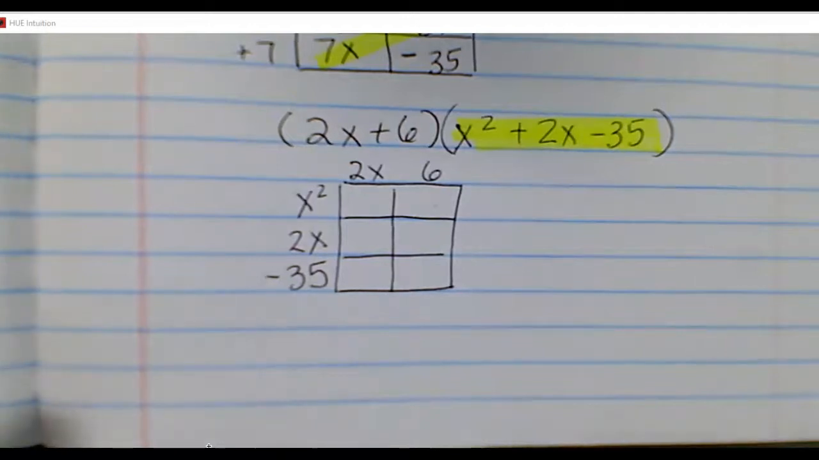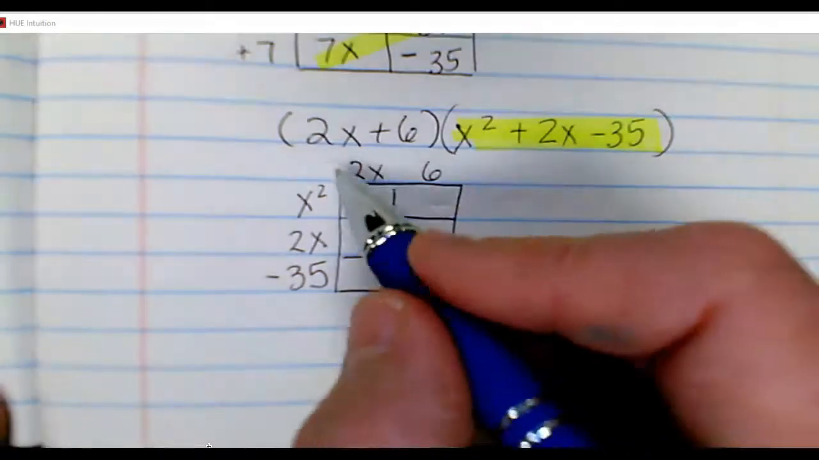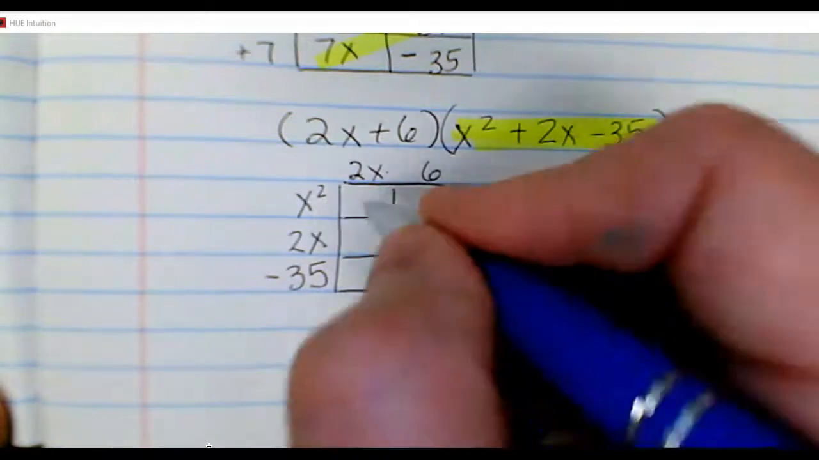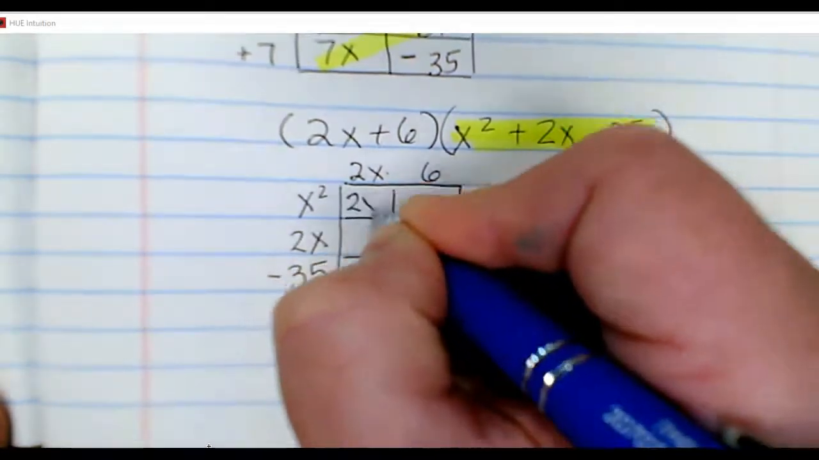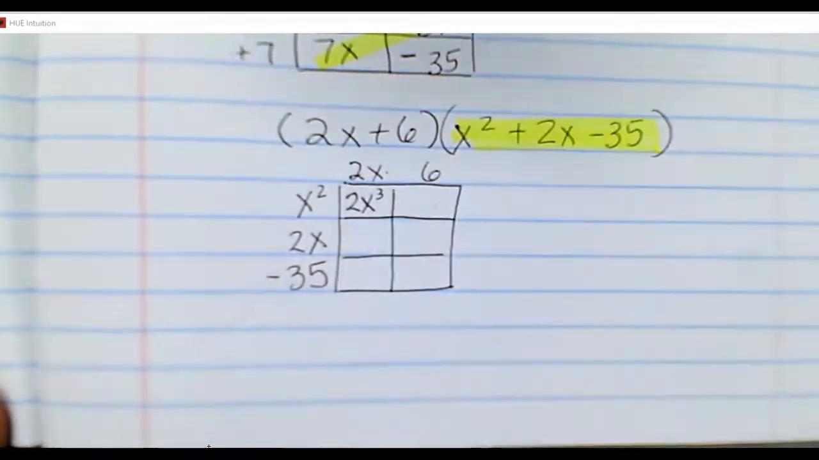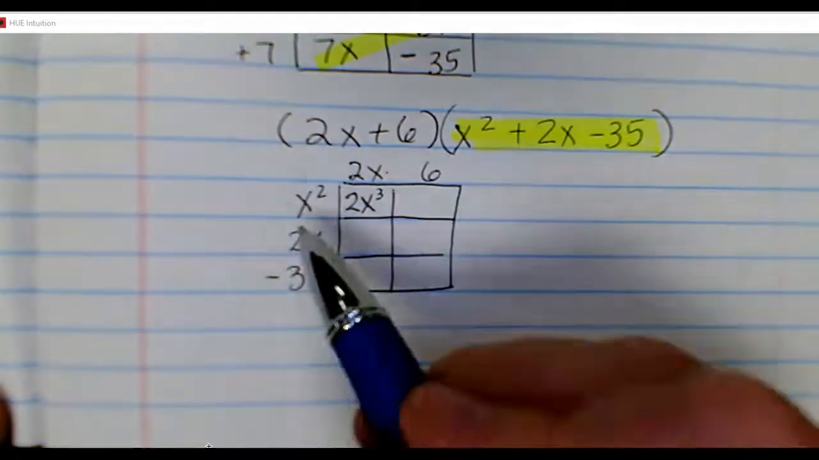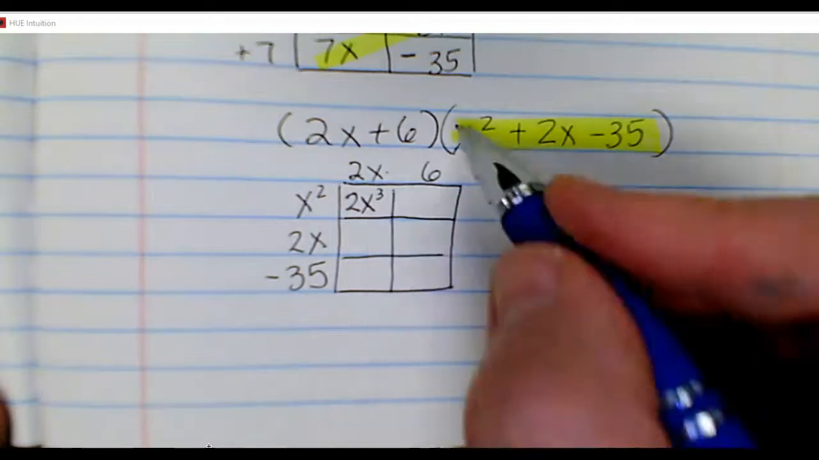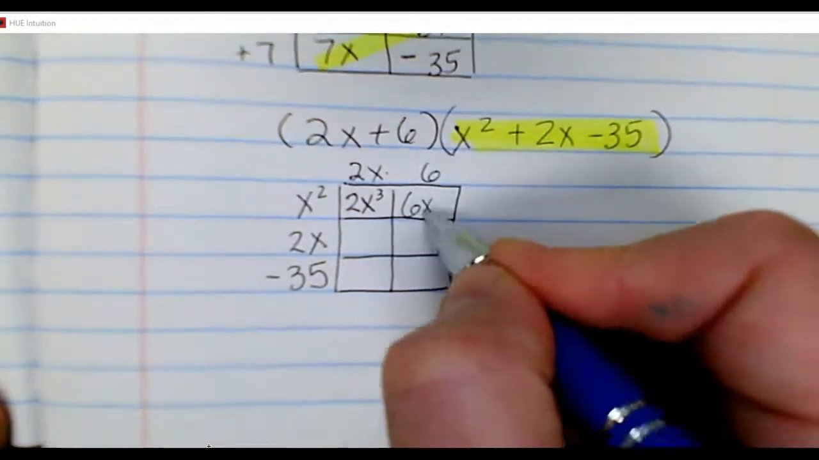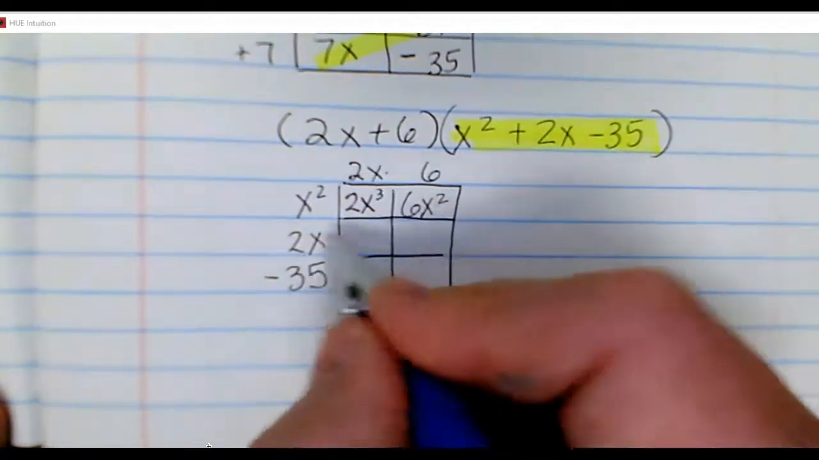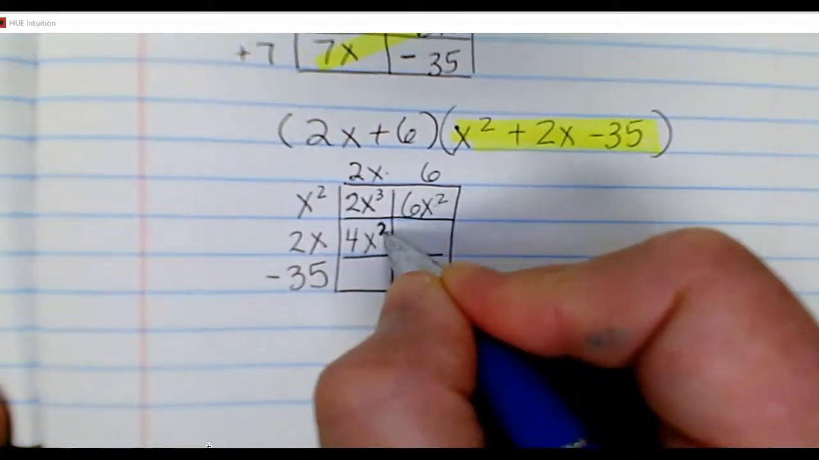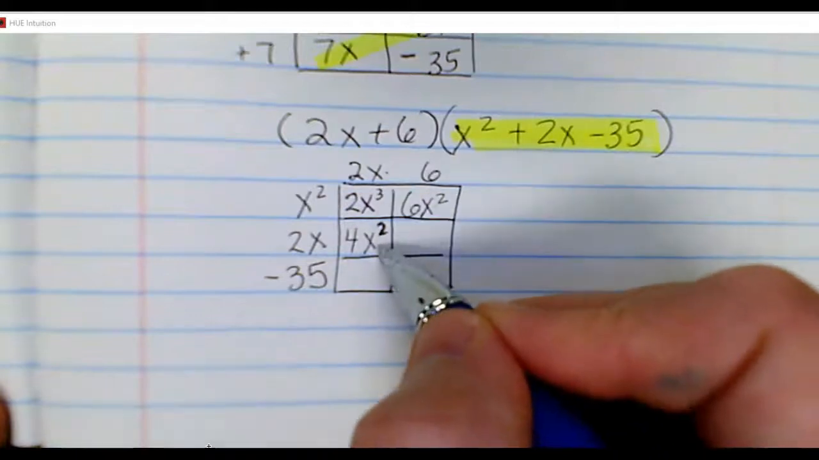And that's why I like the box method, because it works for all polynomials. It doesn't matter how big they are. 2x times an x squared gives me 2x to the third power. X squared times another x is x to the third power. This would be 6x squared. 2 times 2 would be 4x squared, because x times x is x squared.